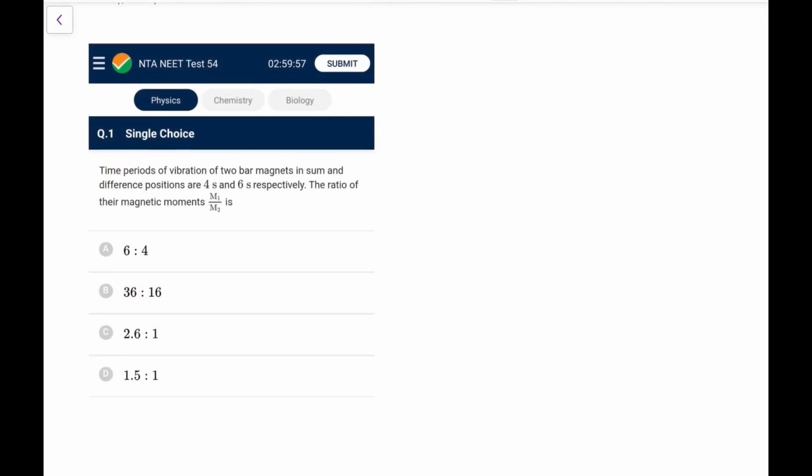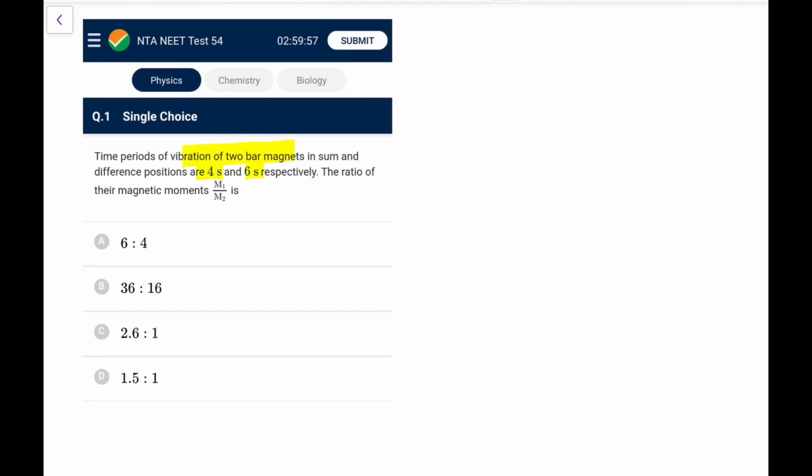See question number 1. Time periods of vibration of two bar magnets in sum and difference positions are 4 and 6. The ratio of the magnetic moments is? First of all, I know the magnetic moment in sum position is m1 plus m2, and in the difference position it is equal to m1 minus m2.